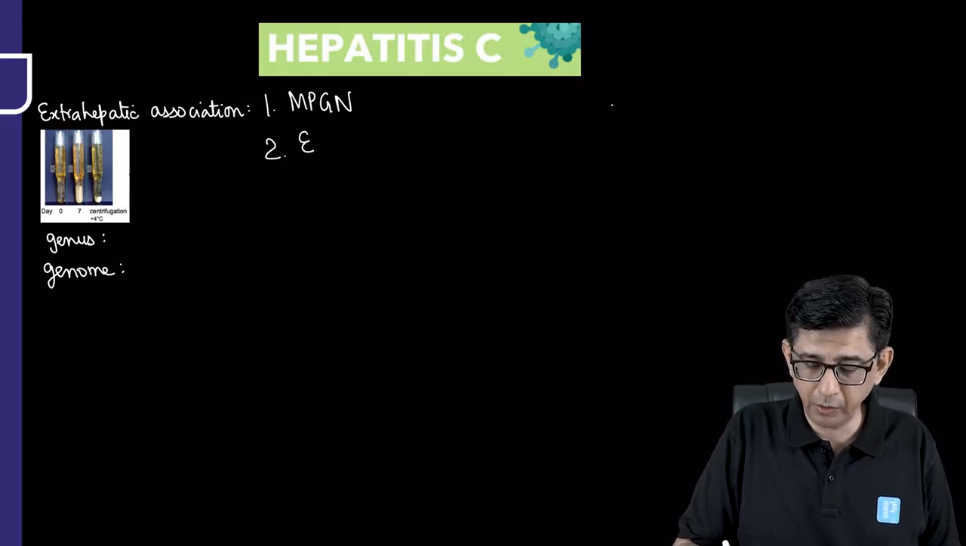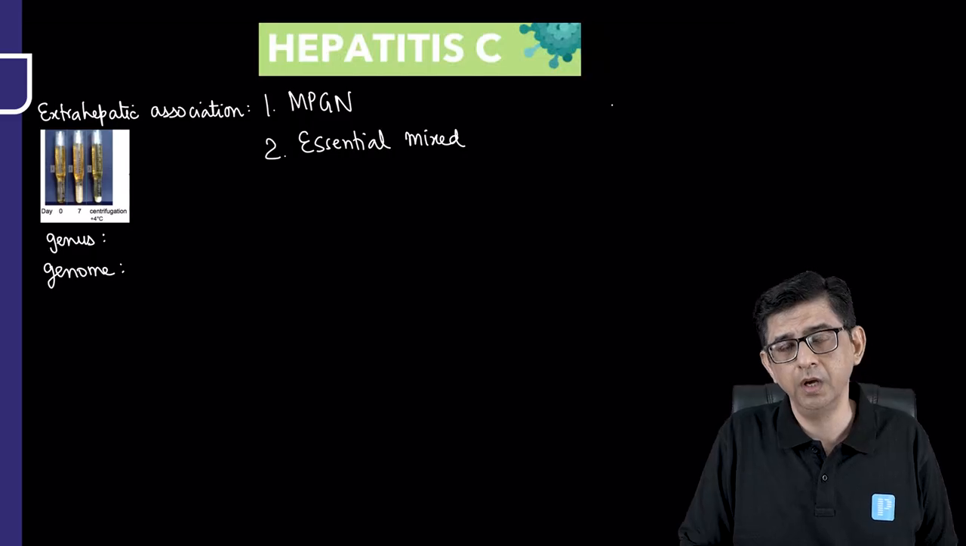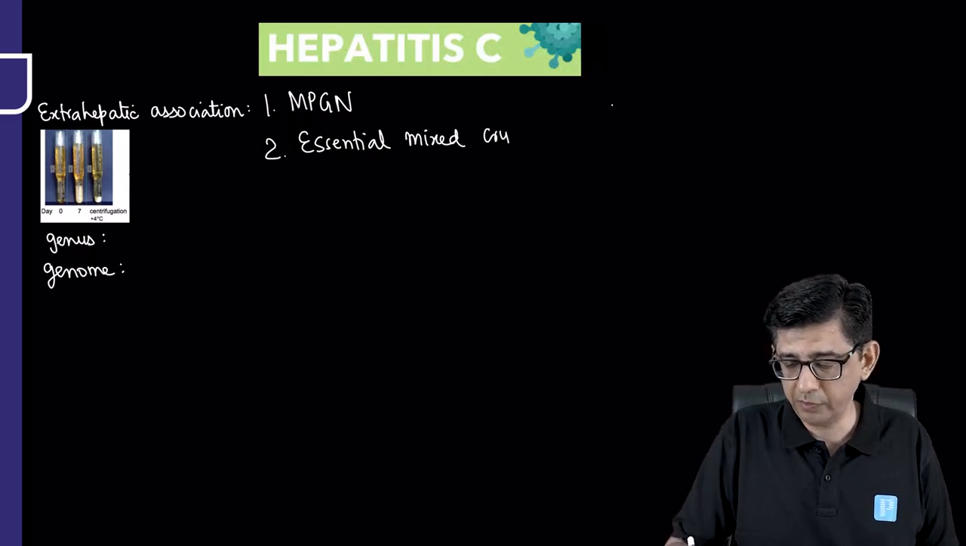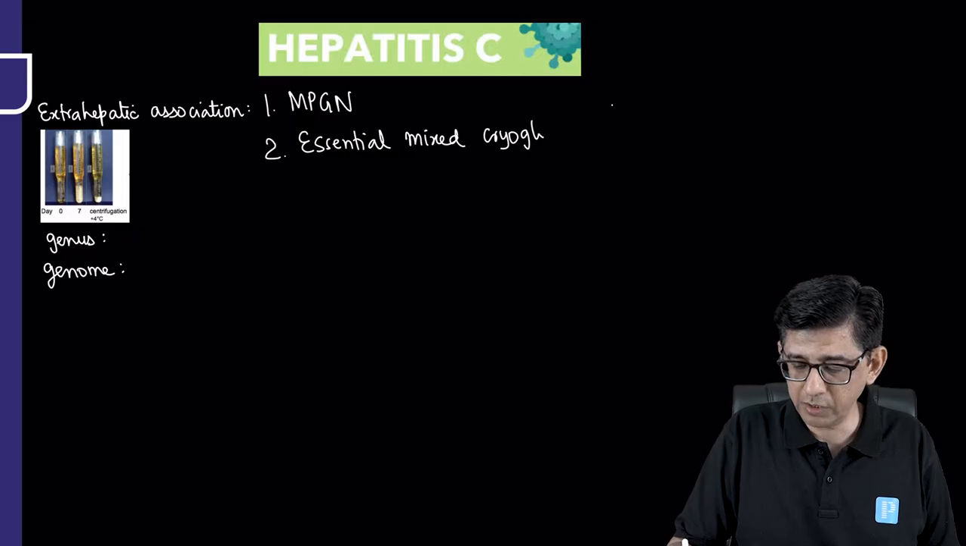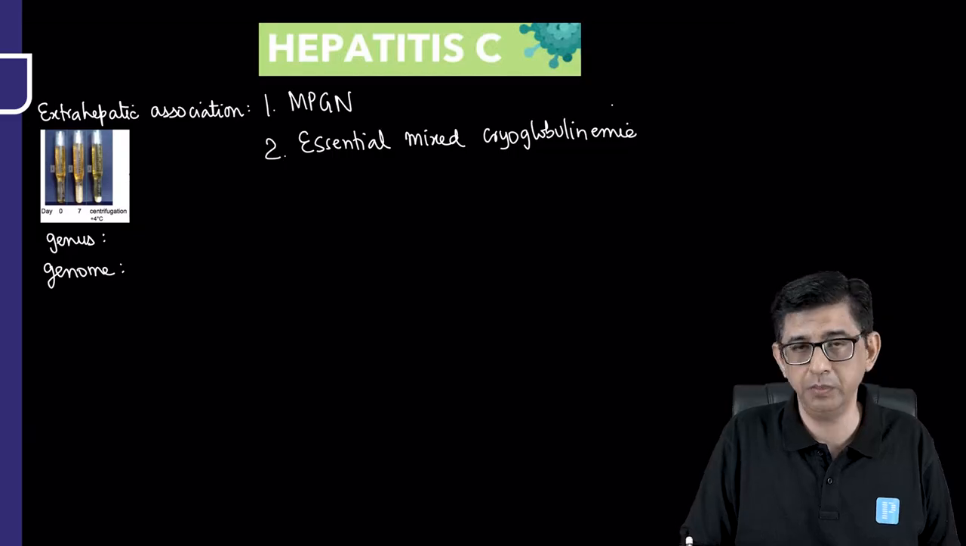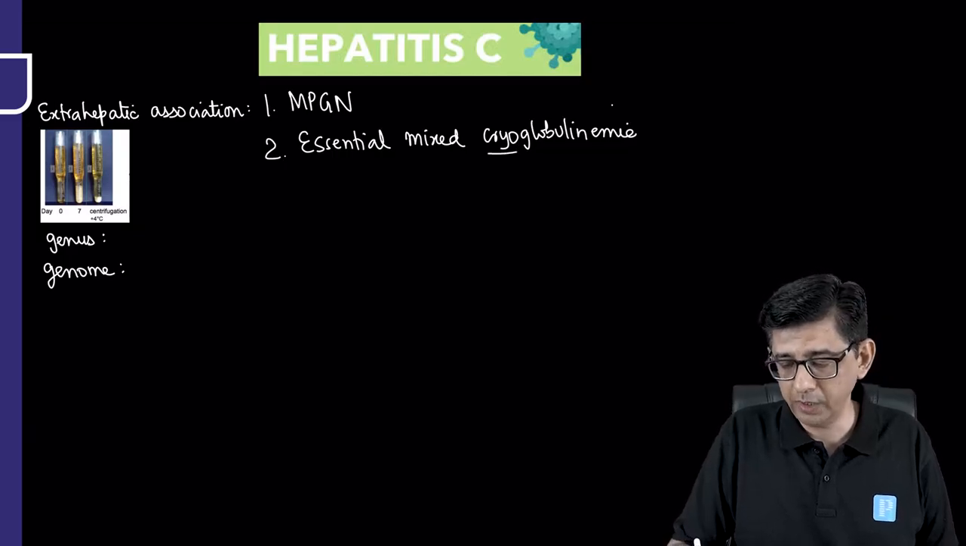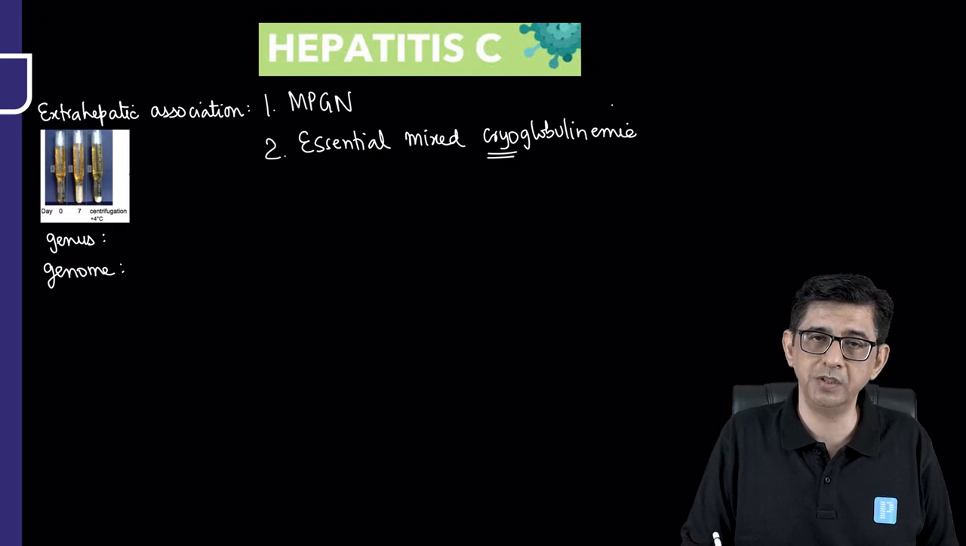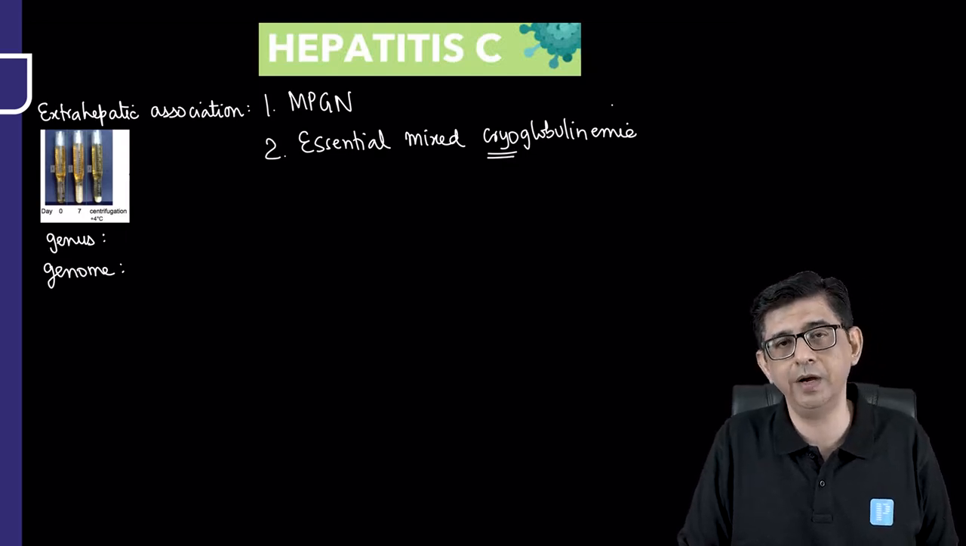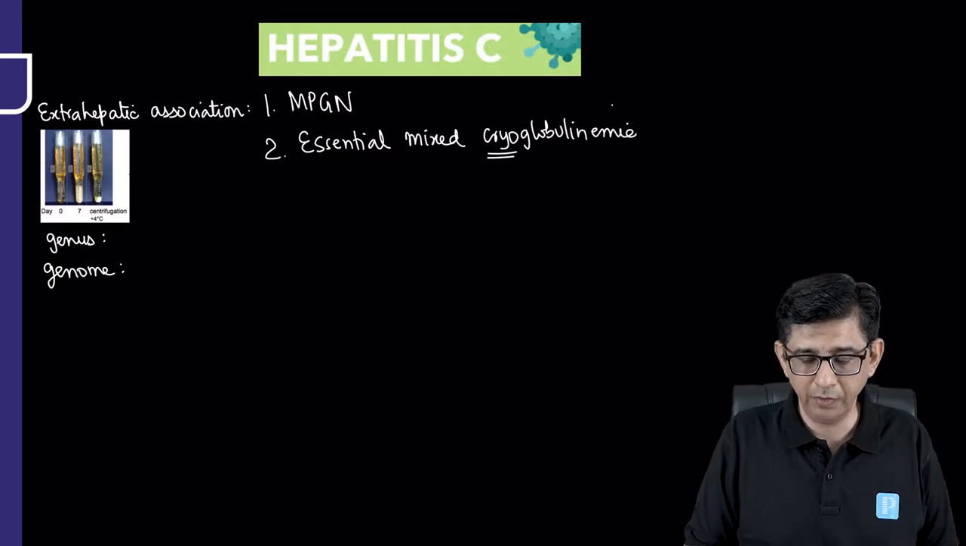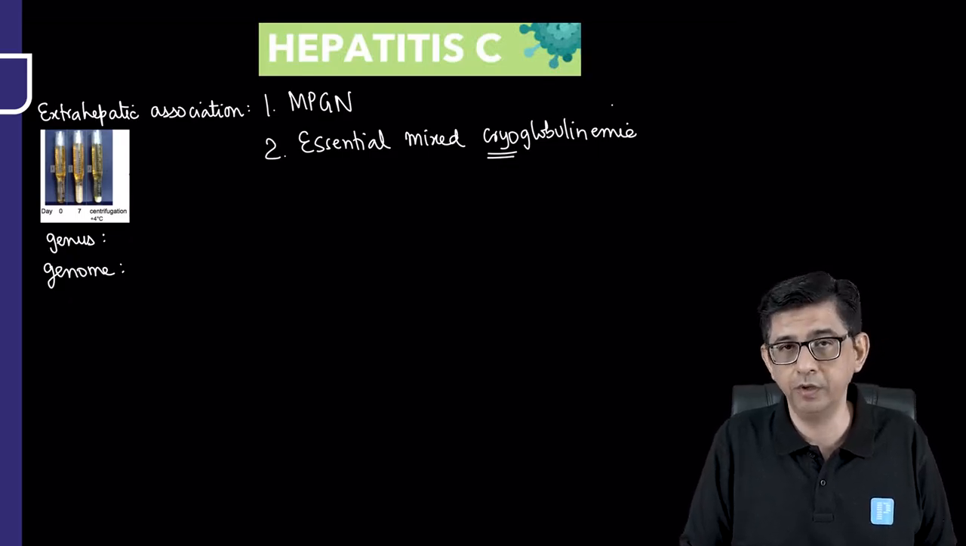The second important extrahepatic manifestation to be seen is essential mixed cryoglobulinemia. And when you read the term cryo, it basically tells you that there would be antibodies causing trouble at less than 37 degrees Celsius. Cryo basically means cold. So cryoglobulins are the antibodies which will cause precipitation in the test tube at temperature less than 37. And the same thing is shown as an in vitro phenomenon.